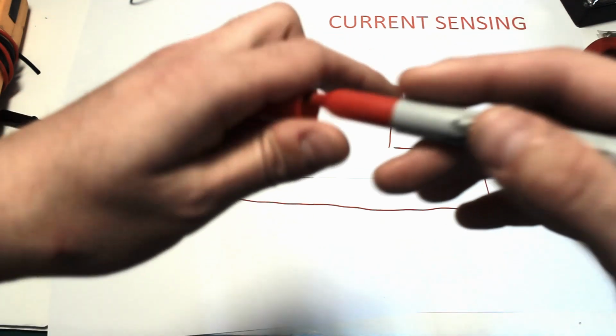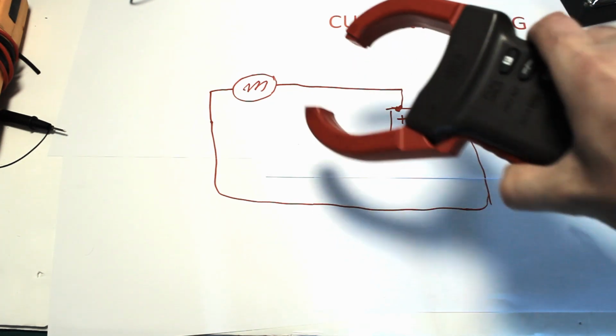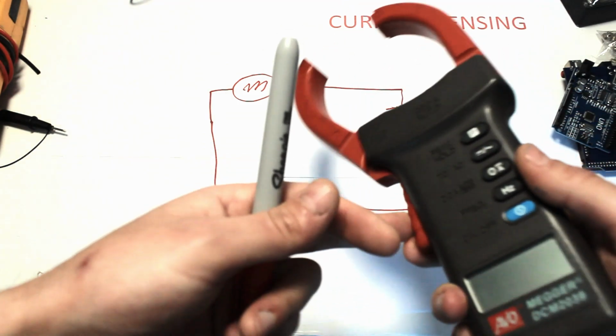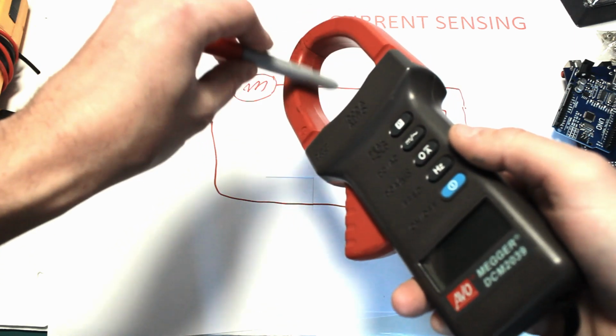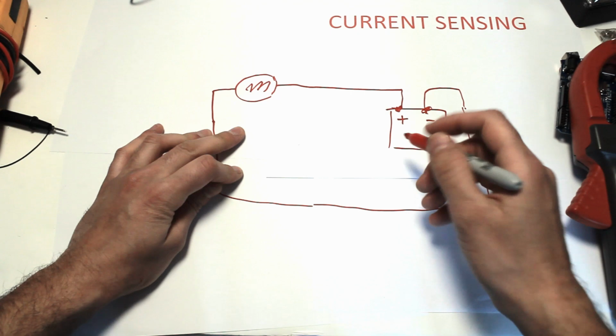We can either use the clamp meter, which if I bring the clamp back in, we can actually clamp around one of these conductors. Very useful, because we don't actually have to cut the cable. We can actually put the clamp around. What this does is measure the magnetic field being generated and determine the current flow. Draw the clamp meter on there.